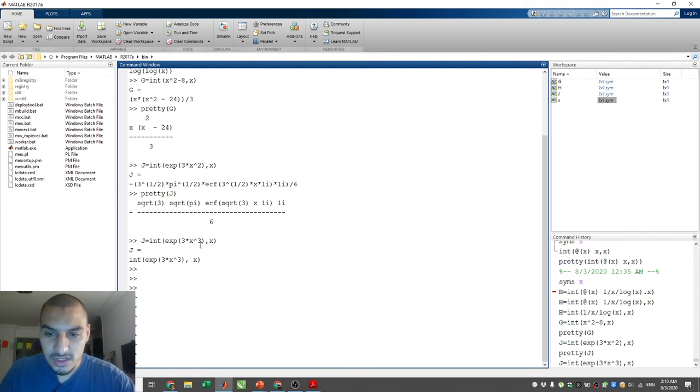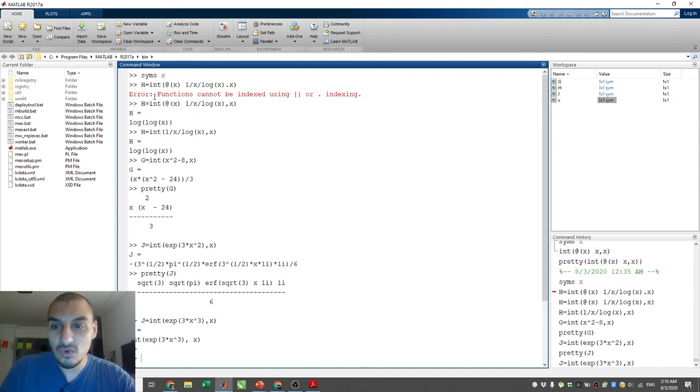You can make it even more difficult: the integration of exponential 3x power 3, it couldn't find an answer to, and it just put it as it is. So again, you could see that integration is not that easy, and the process would be very complex.